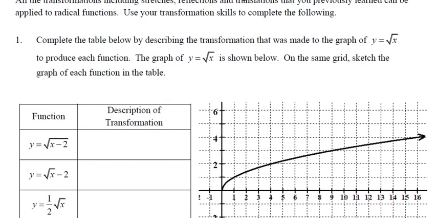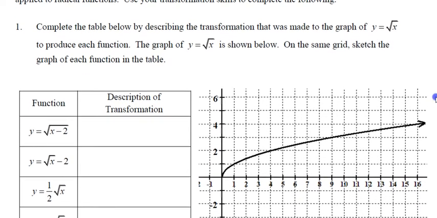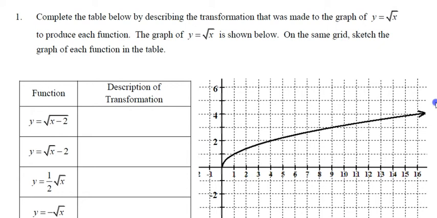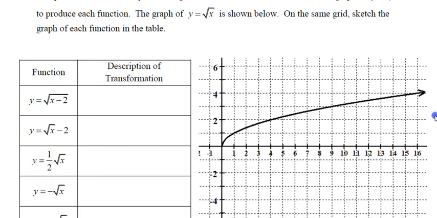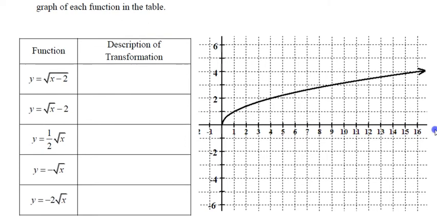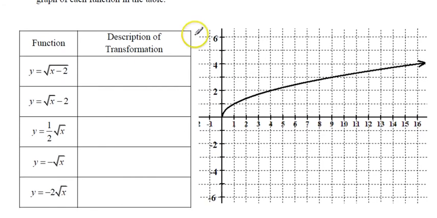Complete the table below by describing the transformation that was made on the graph of y equals root x to produce each function. The graph of y equals root x is shown below. On the same grid, sketch the graph of each function in the table. Ooh, colors. I can use colors. Here, let's switch colors.